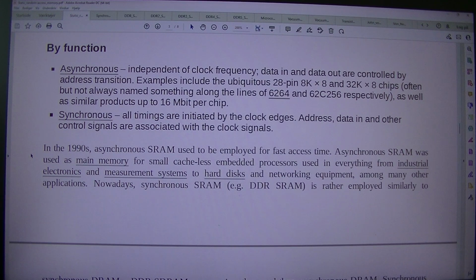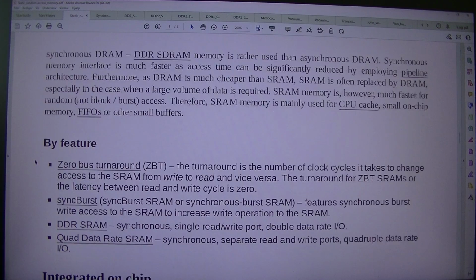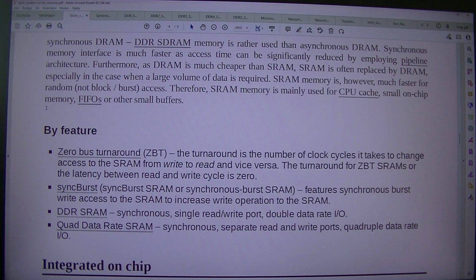Nowadays, synchronous SRAM, for example DDR SRAM, is rather employed similarly to synchronous DRAM. DDR DRAM memory is rather used than asynchronous DRAM. Synchronous memory interface is much faster as access time can be significantly reduced by employing pipe architecture. Furthermore, as DRAM is much cheaper than SRAM, SRAM is often replaced by DRAM, especially in the case when a large volume of data is required.